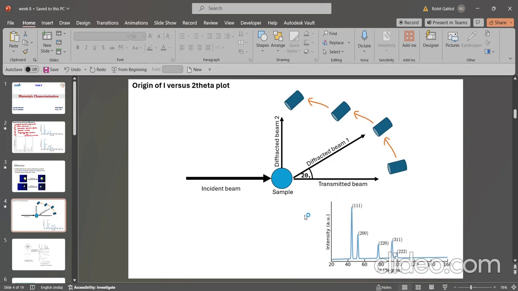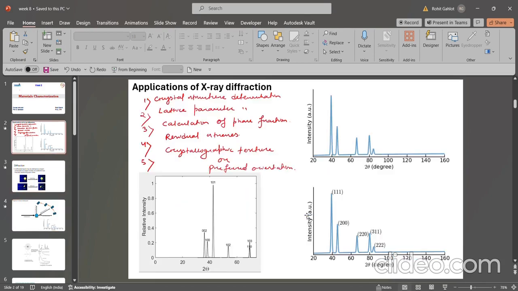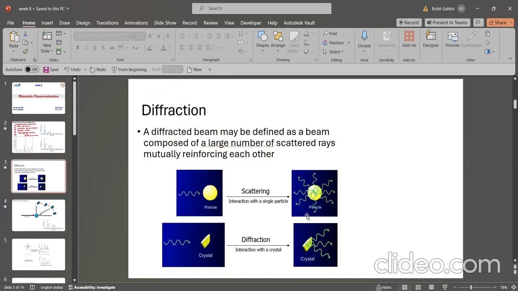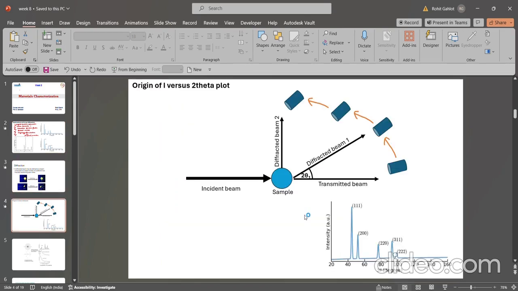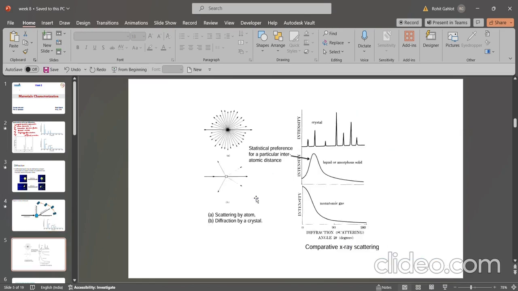Then let's understand the origin of the intensity versus 2 theta plot, which is shown in the first slide of today's lecture, I versus 2 theta. This is your specimen sample, and this is the incident beam. Some rays are completely transmitted. However, some are the diffracted beams, diffracted beam 1 and 2, and then the intensity versus 2 theta is plotted to obtain the necessary I versus 2 theta plot.